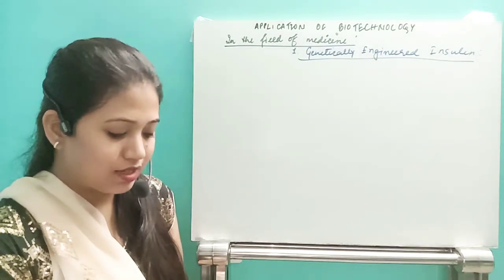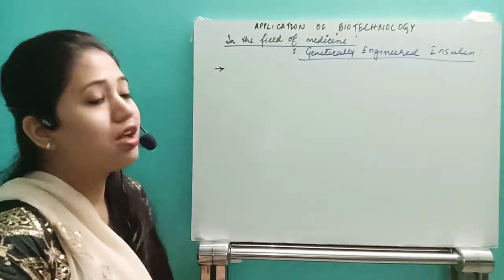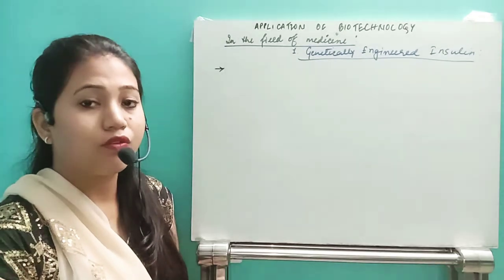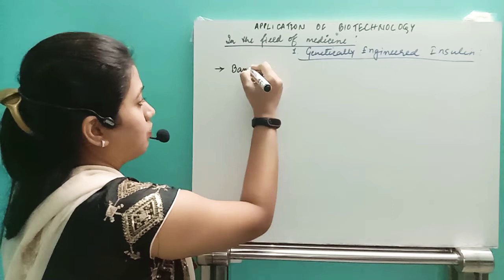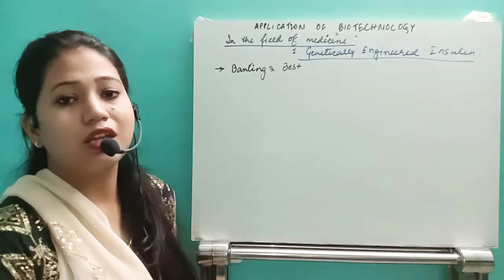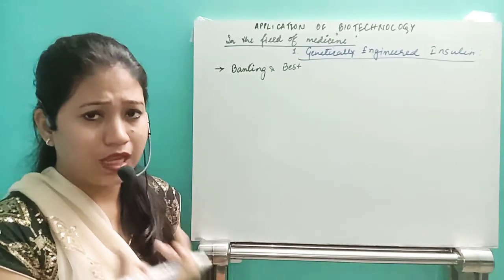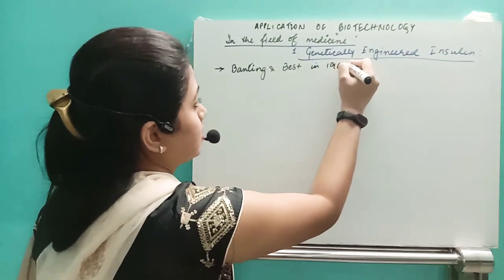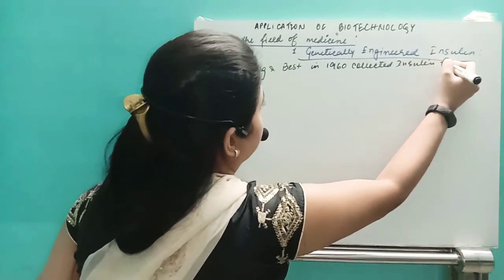One thing we need to know is that two scientists in this approach for the first time extracted insulin from dog pancreas, and it was injected into the patients of diabetes. So what are the scientists' names? They were Banting and Best. Banting and Best collected the insulin from the dog pancreas in 1960.